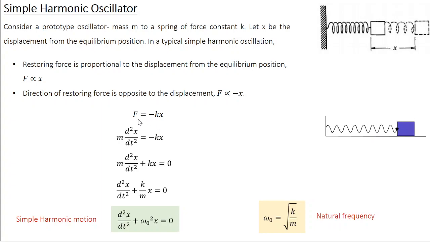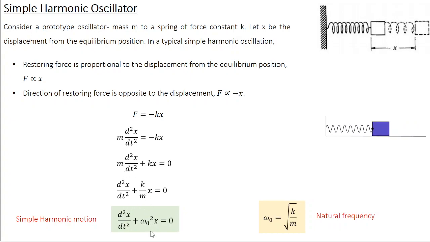Now force is mass into acceleration. Since we are talking about one-dimensional motion along the x direction, acceleration is d square x by dt square. So my equation of motion becomes m d square x by dt square equal to minus kx. Now I bring this term to the left hand side, m d square x by dt square plus kx equal to 0. Divide the entire equation by m: d square x by dt square plus k by m times x equal to 0. Now I make an important substitution.